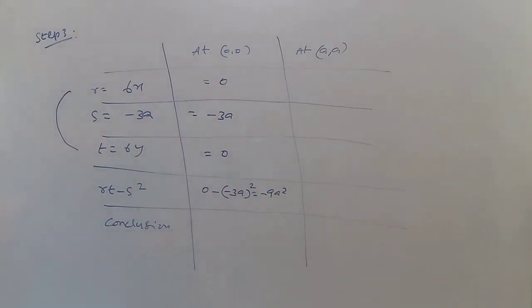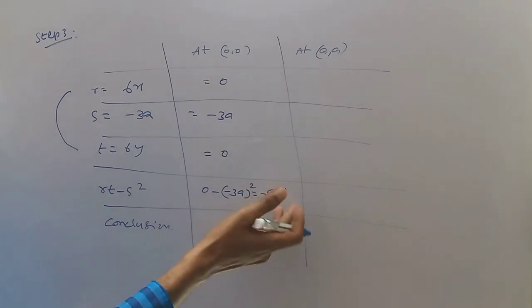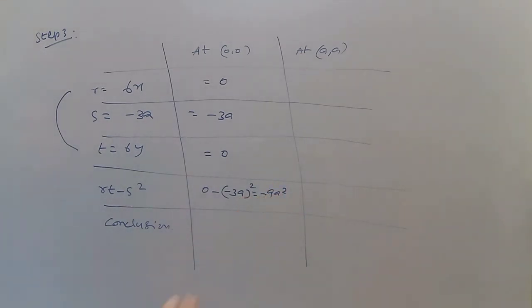So minus 9a square. Irrespective of the a value, whether it is positive or negative, because of a square it will be positive. Even if it is negative, a square will be positive. So positive into negative is negative, so less than 0. If rt minus s square is less than 0, it means neither maximum nor minimum.